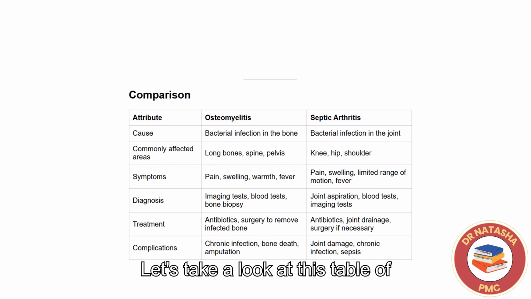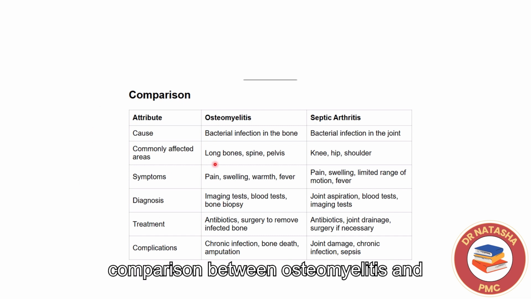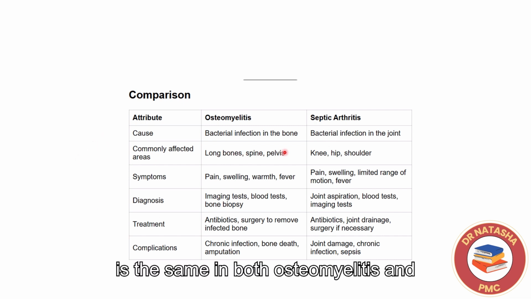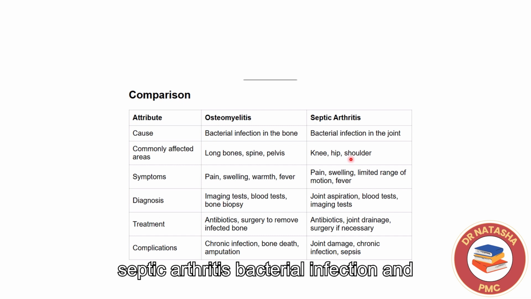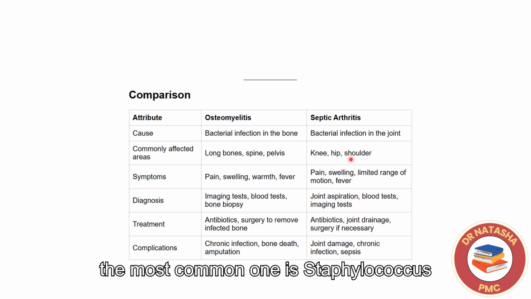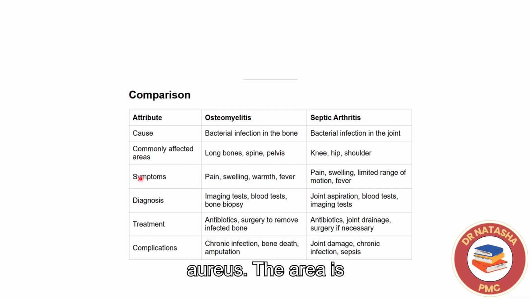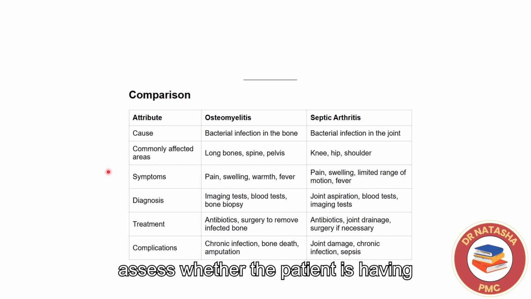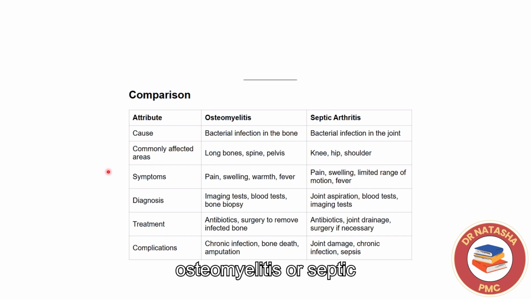Let's take a look at this table of comparison between osteomyelitis and septic arthritis. The cause is the same in both osteomyelitis and septic arthritis, bacterial infection, and the most common one is Staphylococcus aureus.